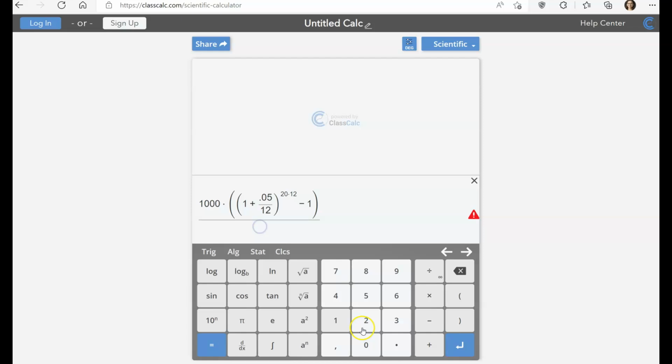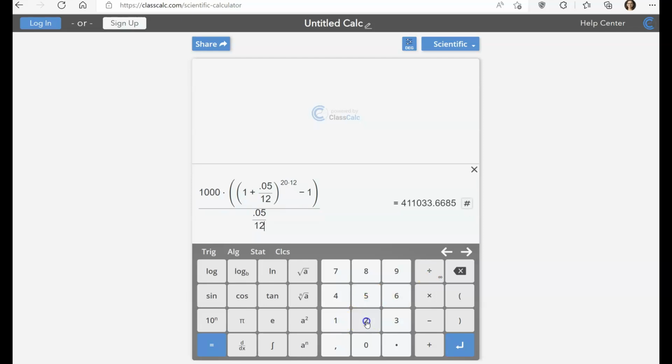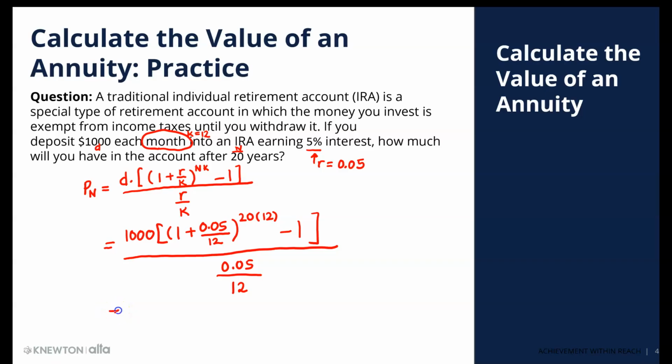And then divided by, the denominator is R, so 0.05 divided by 12. That gives us 411,033.67. So now, as shown in our calculation, this is equal to $411,033.67. So this is the amount in the account after 20 years.